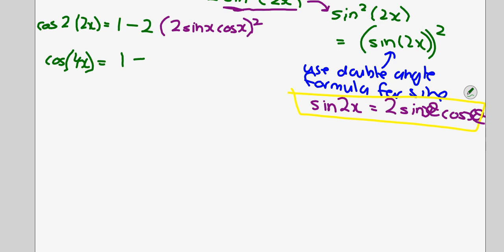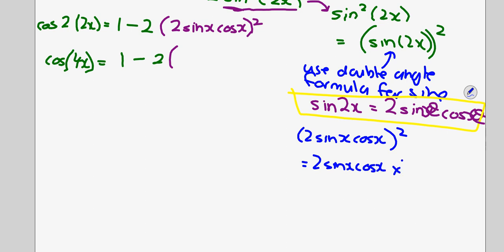1 minus 2. So what is it if you times 2 sine x cos x by itself? What would that be? 2 sine x cos x all squared would be 2 sine x cos x times 2 sine x cos x. So see this thing in brackets squared, what's it going to become? So Sarah, what's 2 sine x cos x times 2 sine x cos x?